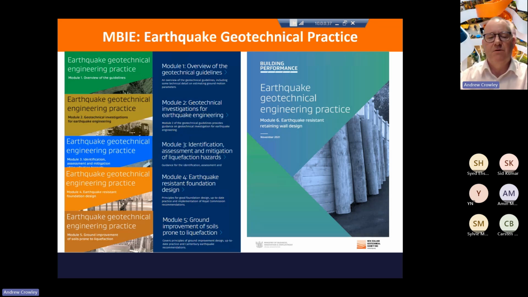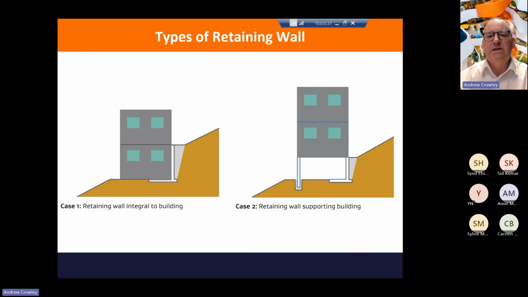You can download them from the MBIE website, or just Google the titles that you'll require. So search for Geotechnical Engineering Practice modules, and you can download these documents. And they are worth reading because it goes into earthquake design of foundations, retaining walls, piles, and so on. Today we're looking at module 6. And the real way to understand it is actually to do and write out the examples.